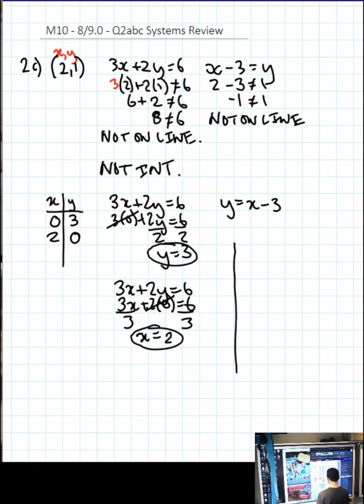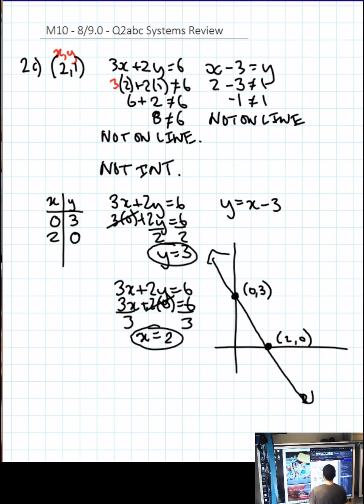So let's draw this graph over here where we have some space. So we have a point of (0, 3). We have a point of (2, 0). And we can draw a line through it. Down 3 over 2, down 3 over 2. Okay, and then the other equation, y = x - 3, that's already in y = mx + b form after we've mirrored it. So we have a y-intercept of negative 3, and we have a slope of 1, up 1 over 1, up 1 over 1, etc.